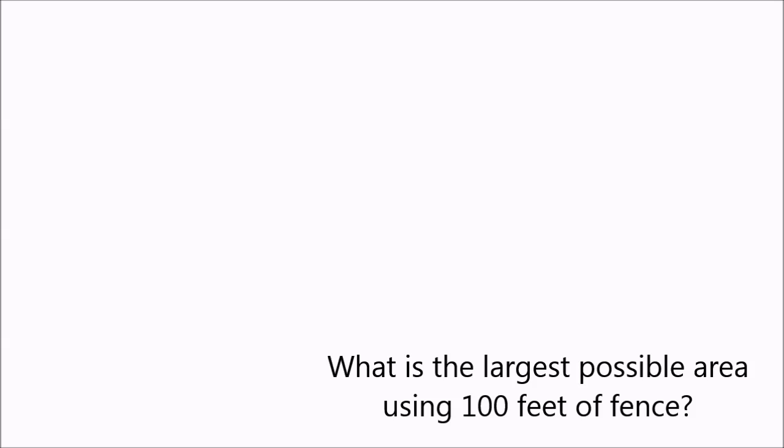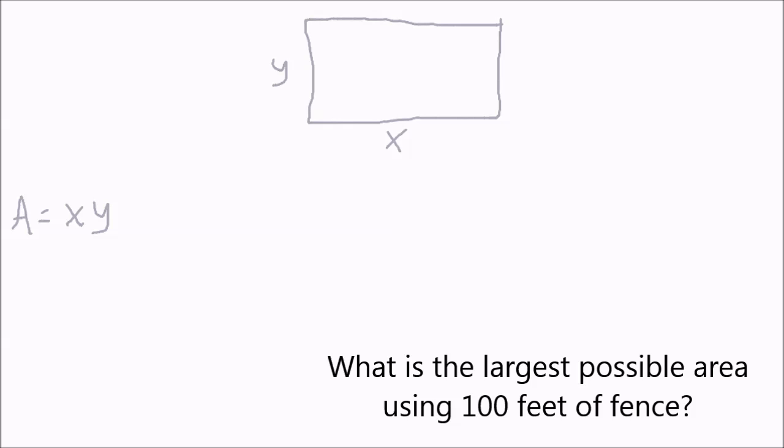So first things first with most of these problems is that we're going to draw ourselves a picture. So I'll draw myself my rectangular garden. And I don't know the exact dimensions because that's what we're trying to find out. So I'm just going to label my sides Y and X. Since we're trying to find the area, it'd be helpful to have the equation for area. Since we're dealing with a rectangle, I know that area is going to equal x times y.